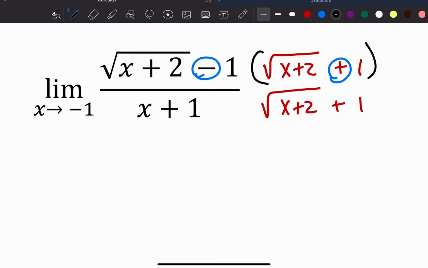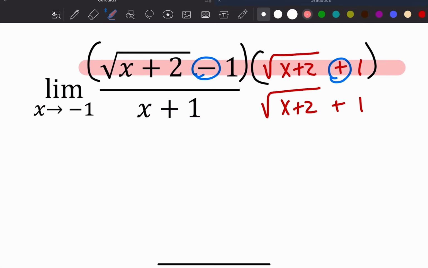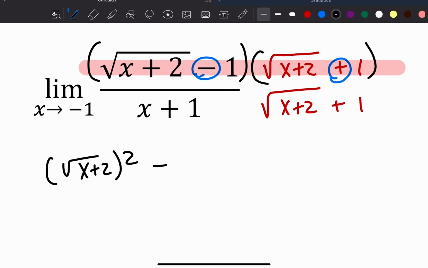Okay, I'm only going to focus on the numerator since the numerator is the one that has the radical. So when I FOIL this, I get x plus 2 minus 1, because 1 is positive and 1 is negative, so when I FOIL it out, the middle terms are going to cancel, so I don't have to worry about those middle terms. This is going to simplify to x plus 2 minus 1, which is x plus 1.